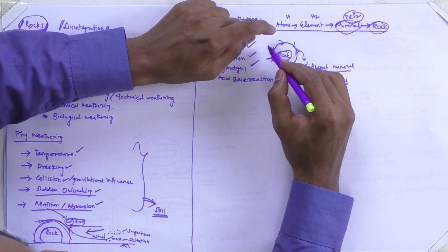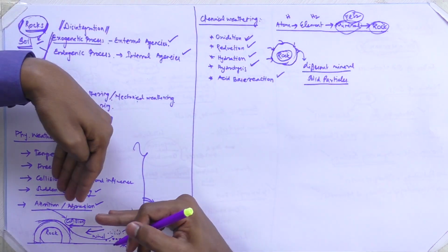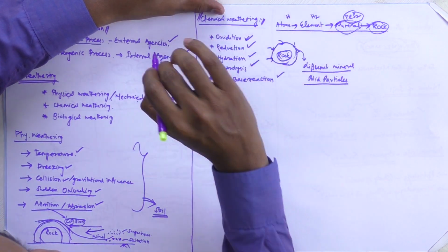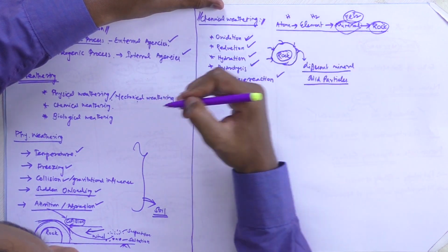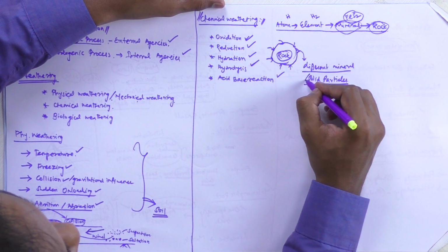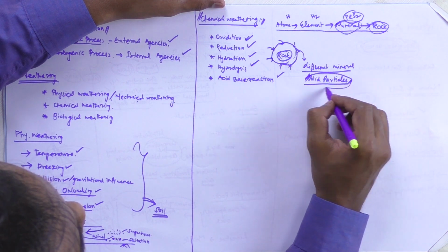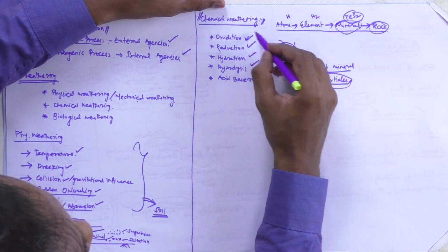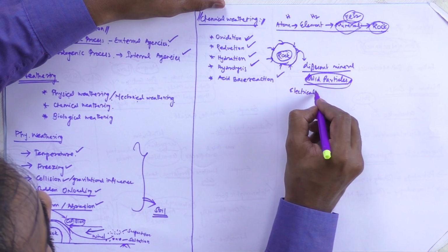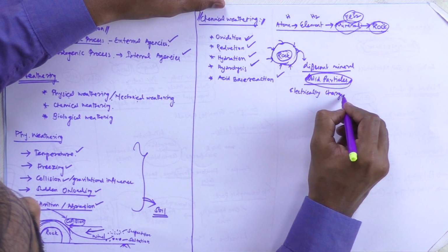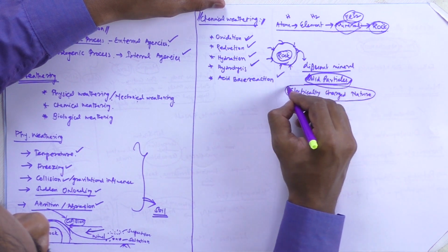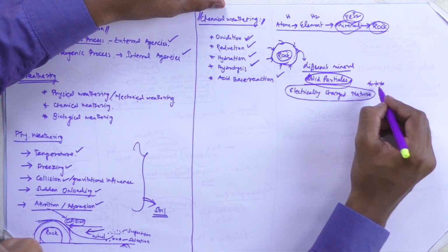If we compare physical weathering and chemical weathering, chemical weathering is very important to a civil engineer, because of the soil nature. The solid particles produced from chemical weathering have an electrically charged nature. It is a very important phenomenon.